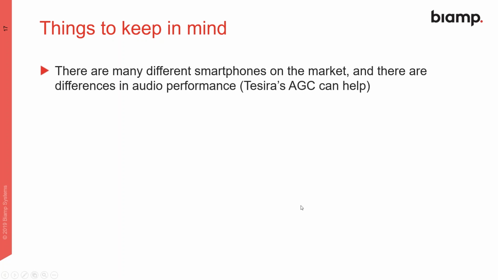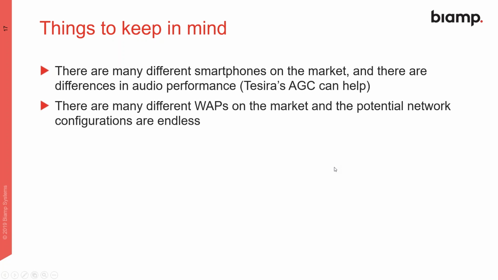So that was the network part. A couple of things to keep in mind in general when planning CrowdMics, when designing CrowdMics systems. Of course, there are many different smartphones on the market, and there are differences in audio performance as well. What I mean is that some phones might not be as loud as other phones, and vice versa. For that purpose, Tessera AGC can definitely help to compensate for the volume differences in different phones.